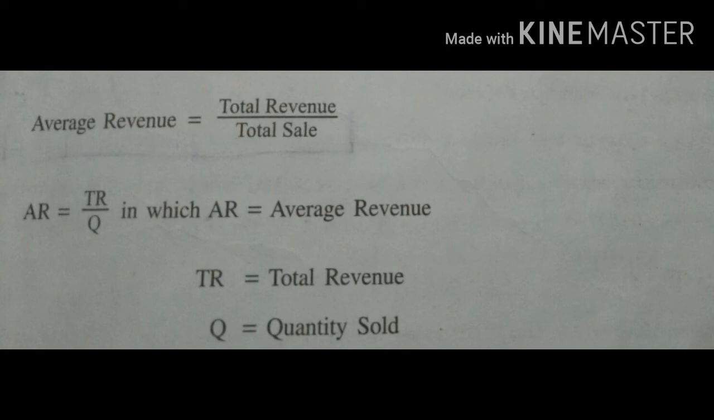For example, a firm produces pens, so total sale is 1000 units. Total revenue is equal to 50,000. So average revenue is equal to 50,000 upon 1000. So you get rupees 50. Thus the firm's average revenue per pen is rupees 50. When the firm sells all units of a commodity at the same price, the average revenue is equal to price. AR is equal to P.